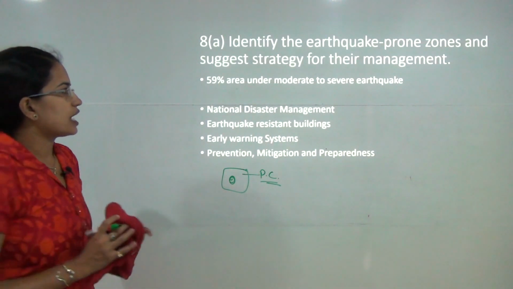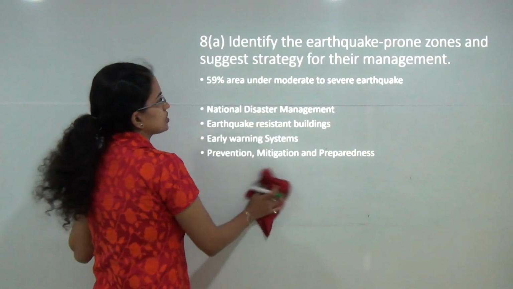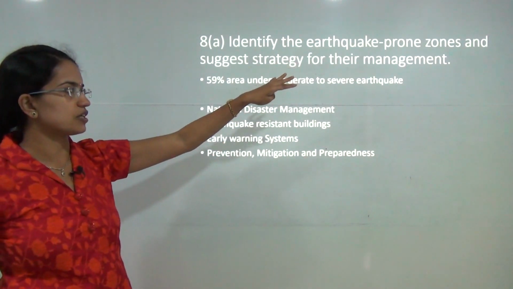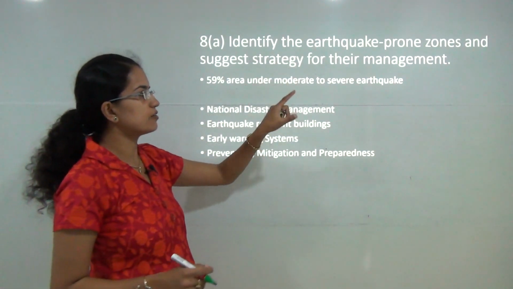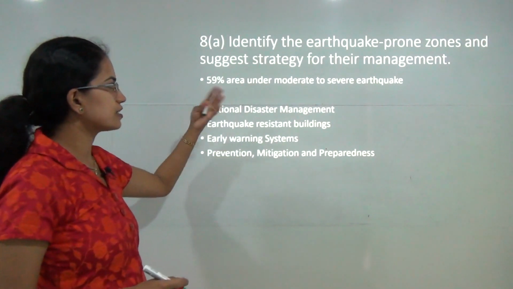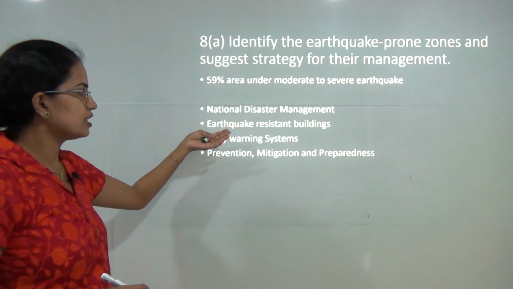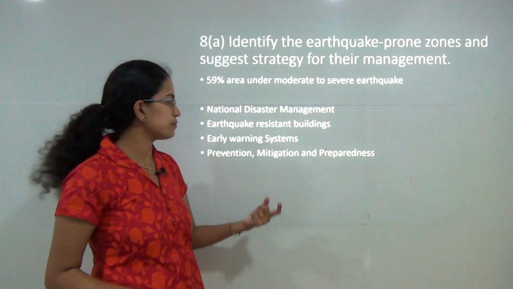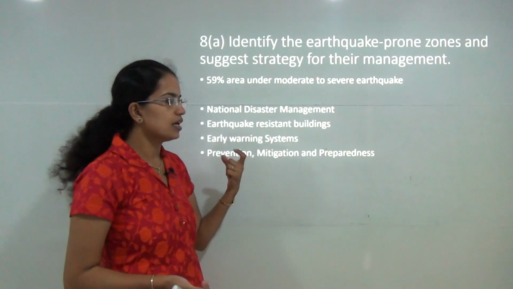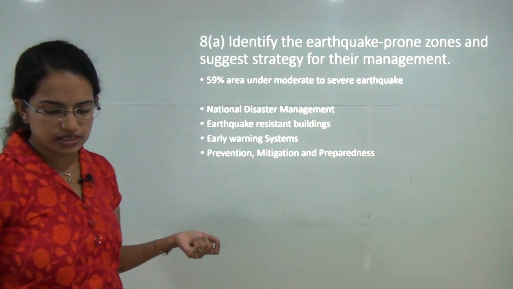The next question is identifying the earthquake prone zones. We have this in the postal course, again a direct question. You need to mark out the earthquake prone zones, and a good strategy for management talks about earthquake resistant buildings, early warning systems, and prevention, mitigation and preparedness as the key aspects.